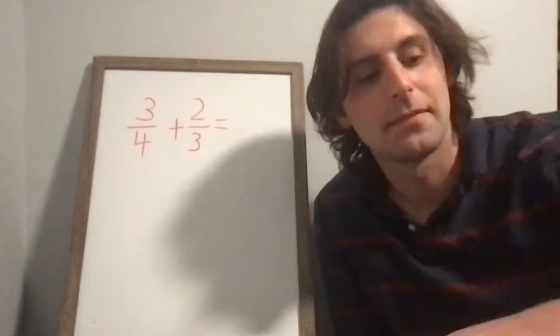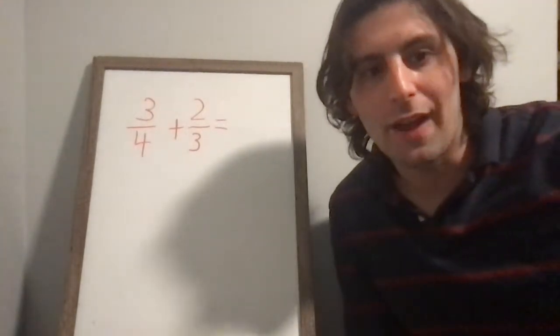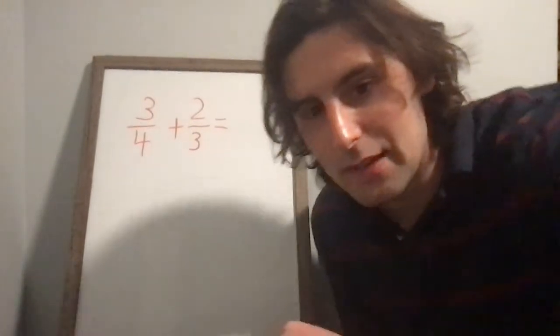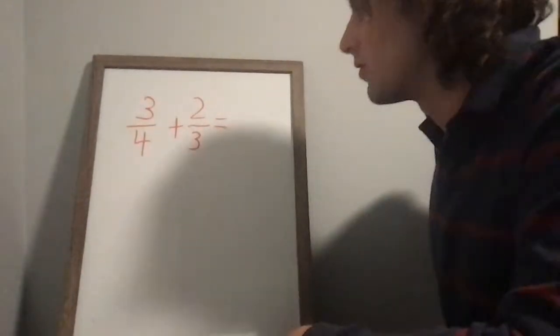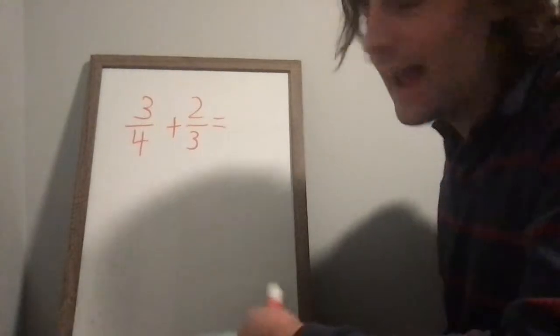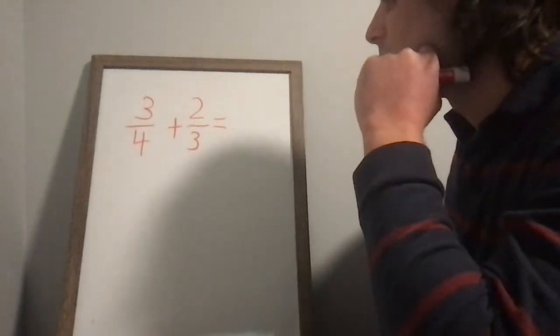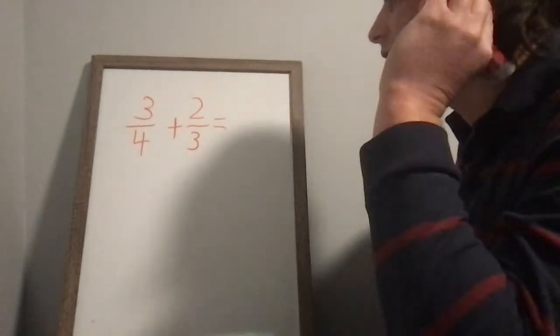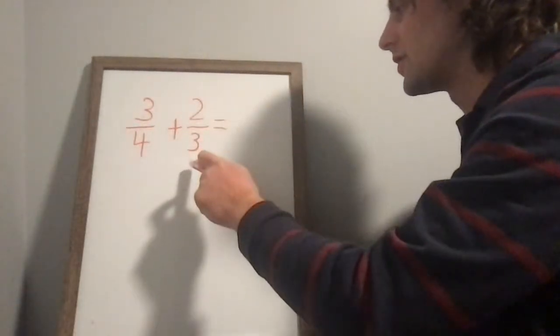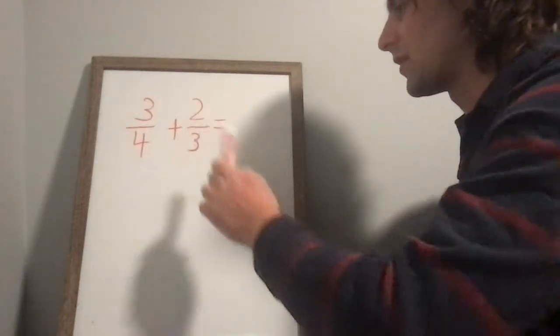Thank you, DJ. All right, adding fractions with unlike denominators. Now, as you all know, we cannot add fractions with unlike denominators, not as they are. What we have to do, the first step, is to combine like terms. You have to change both of these fractions so they have the same denominator.